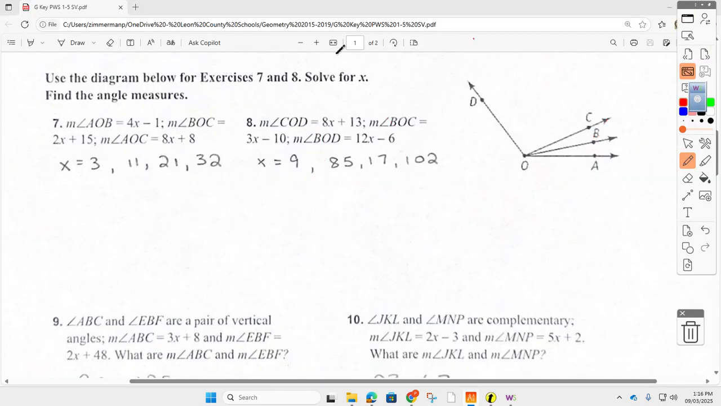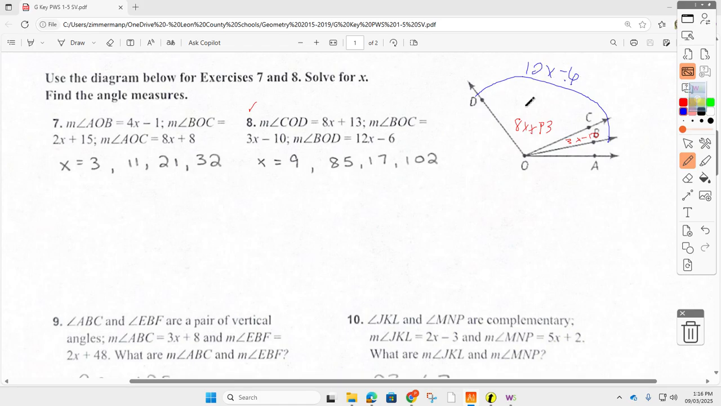All right. It says here's a diagram. It tells us if we're looking at number 8 as a measure of COD. The COD, that's this big one, is 8x plus 13. Does that make sense? Then it tells us the measure of VOC, that's this little one, is 3x minus 10. Then it tells us the measure of VOD, so that's even bigger. That's this whole thing right here, Leo. Does that make sense? And they tell us that's 12x minus 6.